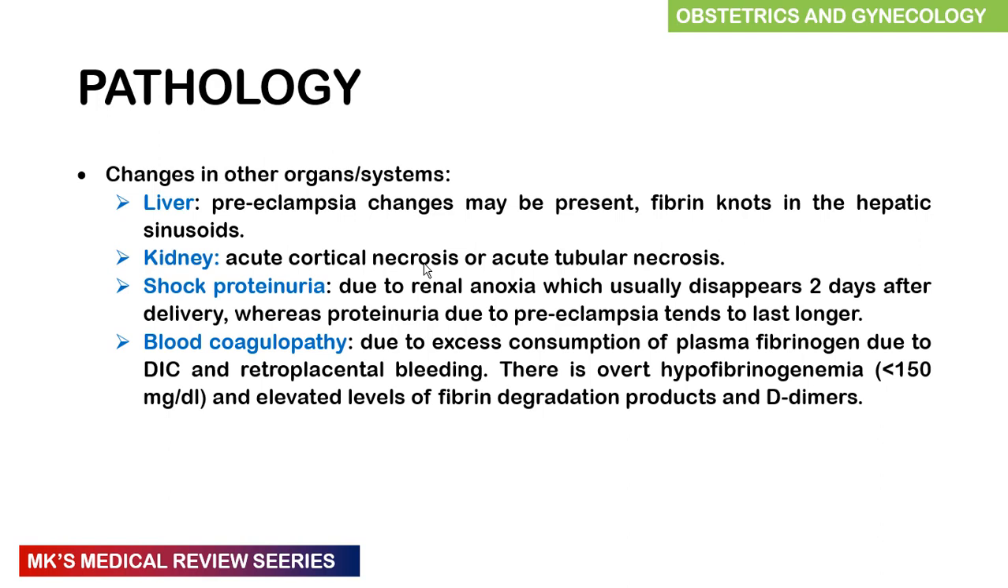You may also have some blood coagulopathy. Remember, we say that this is actually one of the most common causes of obstetric DIC. Now, this is going to be due to what is referred to as a consumptive coagulopathy, where you use up most of your plasma fibrinogen. Then, of course, this is going to lead to the DIC. You may also have a retroplacental bleeding. Now, there is hypofibrinogenemia, where there's a concentration of fibrinogen that is less than 150 milligrams per deciliter, and there's going to be elevated fibrin degradation products, which are pretty much your D-dimers, which you can check for when you examine this woman and you order some investigations.